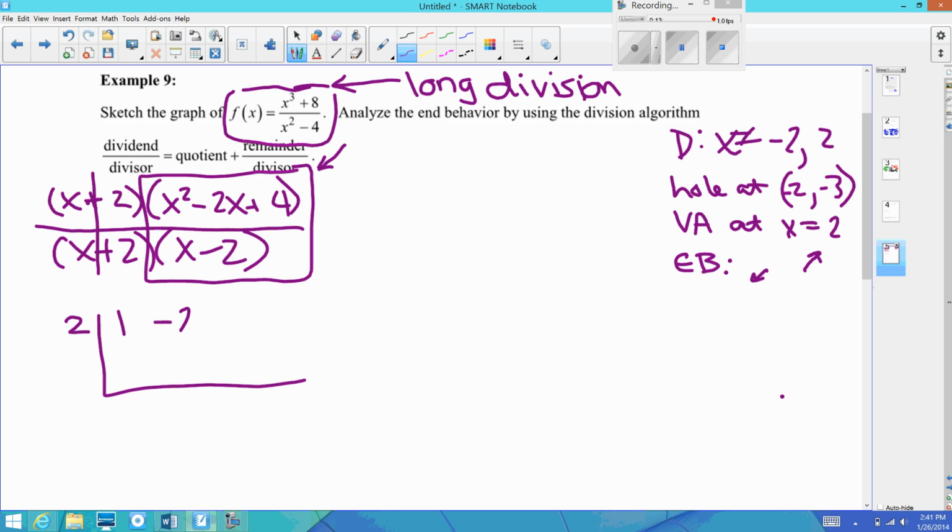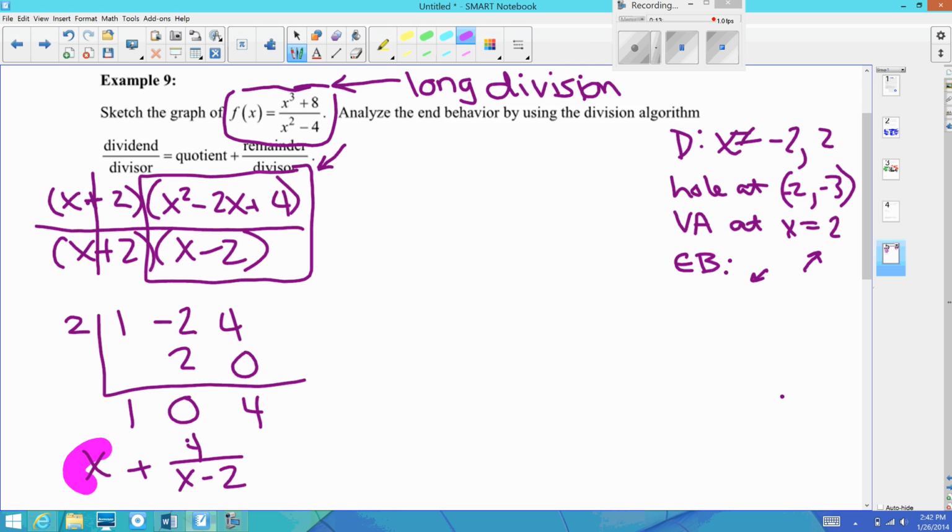All right, so I'm dividing this numerator by the denominator. So I get 1, -2, and 4. Okay, multiply and add. So this means that if I divide those two, I'm going to end up getting the quotient of x plus 4 over x minus 2. All right, this part, guess that's a bad color. Oh well. Let's pick a different one. All right, this part tells us the slant asymptote. All right, so we have a slant asymptote, y equals x.